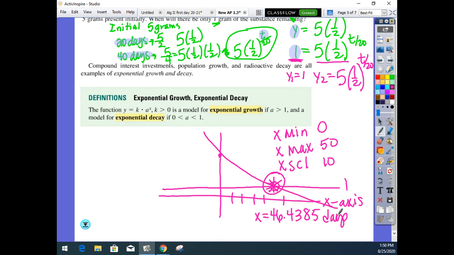All right, so we define exponential functions, growth and decay, as y equals k a to the x. All right, a to the x, x is the exponent for exponential growth. Now, if a is greater than 1, it's growth. If a is between 0 and 1, it's decay.